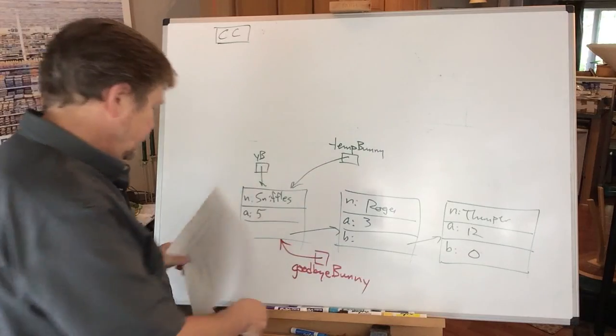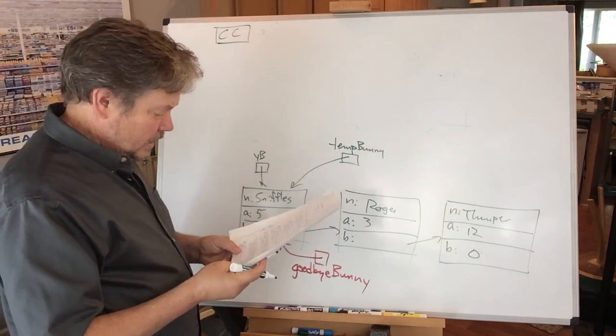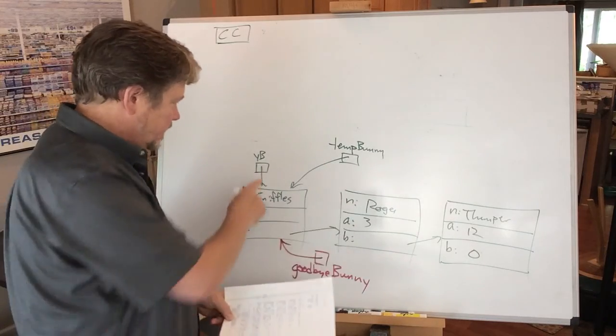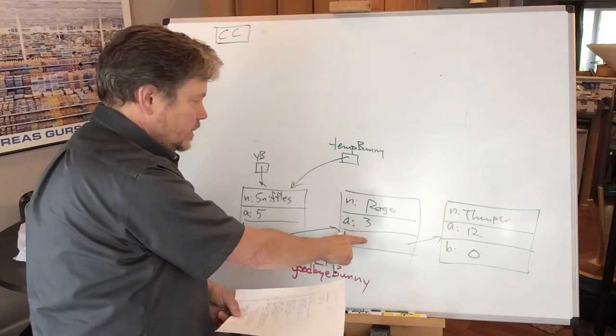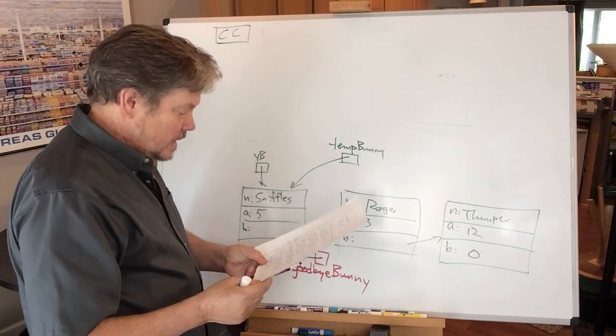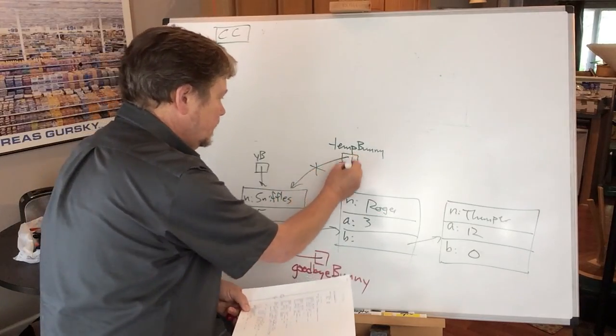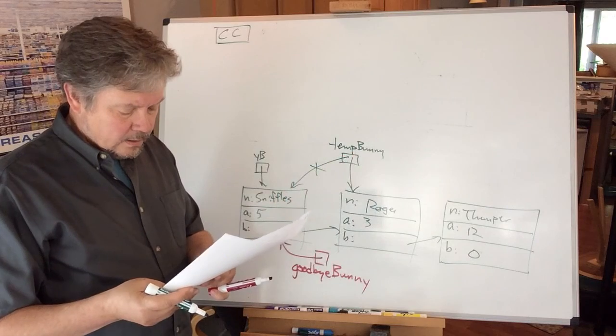Temp Bunny's value is going to change. The right-hand side is Temp Bunny arrow BFF. Temp Bunny arrow BFF is the address of Roger. So we're taking the address of structure Roger on line 71 and making that the new value of Temp Bunny. Like so. That's as of line 71.